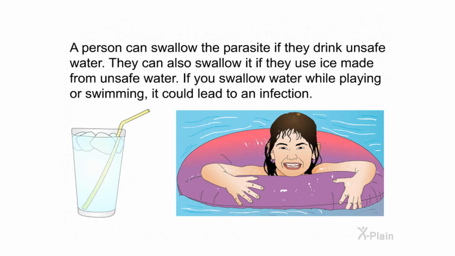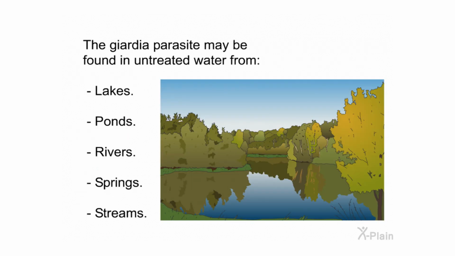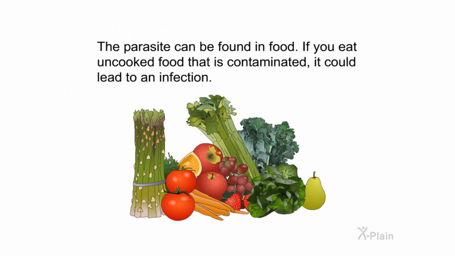A person can swallow the parasite if they drink unsafe water. They can also swallow it if they use ice made from unsafe water. If you swallow water while playing or swimming, it could lead to an infection. The Giardia parasite may be found in untreated water from lakes, ponds, rivers, springs, streams.